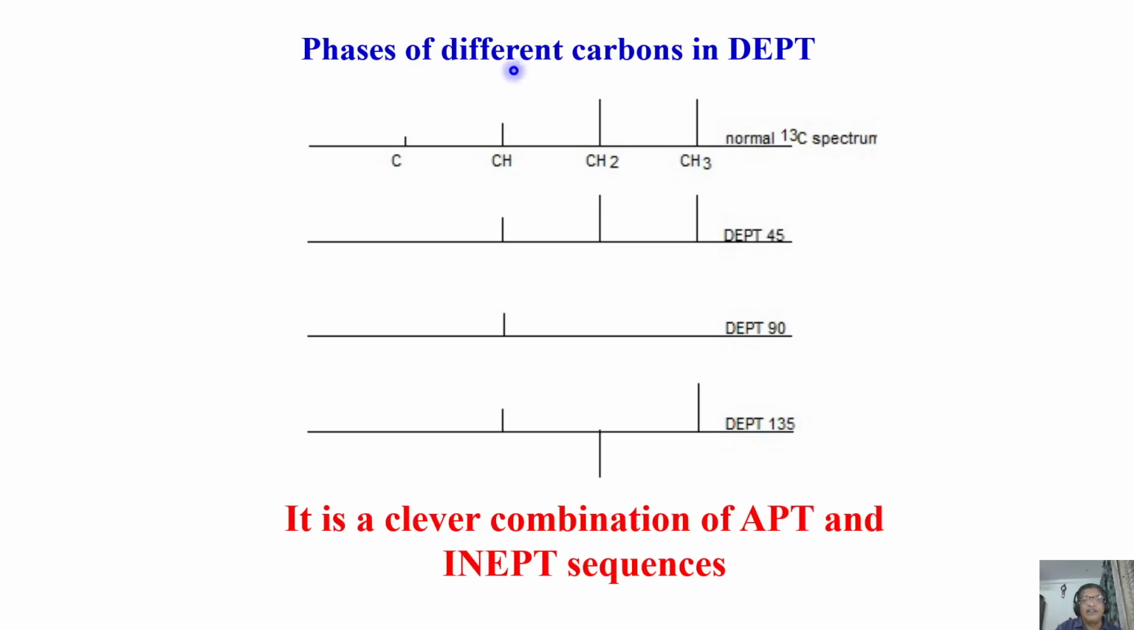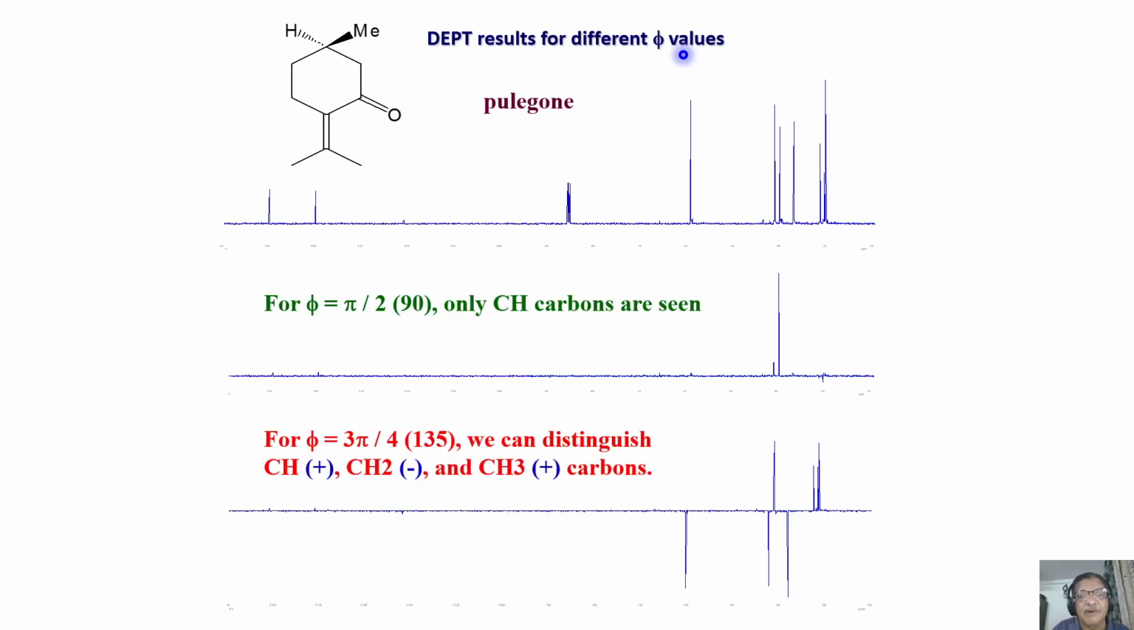In DEPT 135, CH is positive. All carbons attached to odd numbers of protons are positive. Carbons attached to even numbers of protons are negative. So CH2 is negative. So now you identified this also. In these three experiments, you identified this, this, and this. Then find out the sum and difference of the others, then you can identify this also. Very easy. So you can cleverly combine all these three experiments, and you can do the spectral editing, identify all the particular carbons which are attached to protons. This is a very easy experiment.